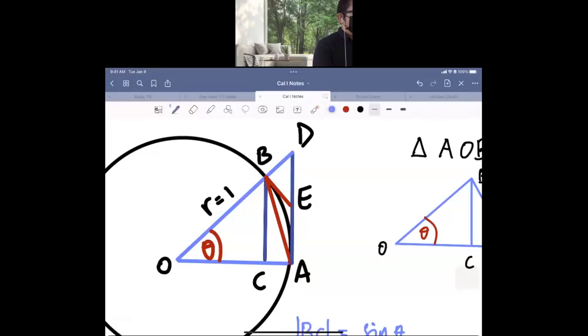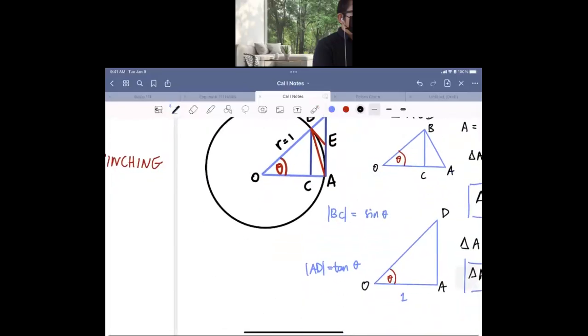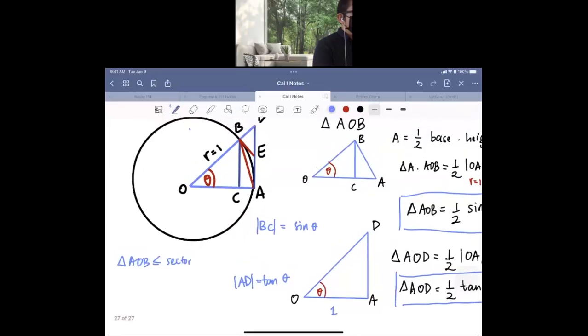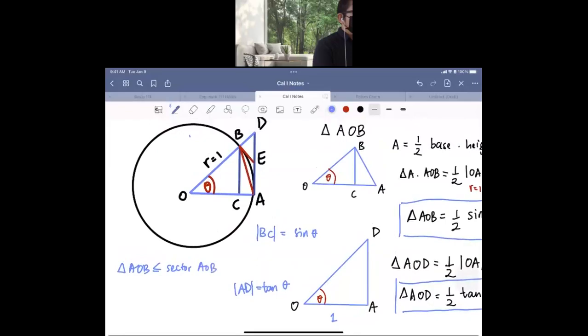So we can write down that the triangle AOB is less than the sector AOB, and the sector AOB is less than the triangle AOD. Now within this inequality, we have three functions, and we can now focus on looking at the squeeze theorem.